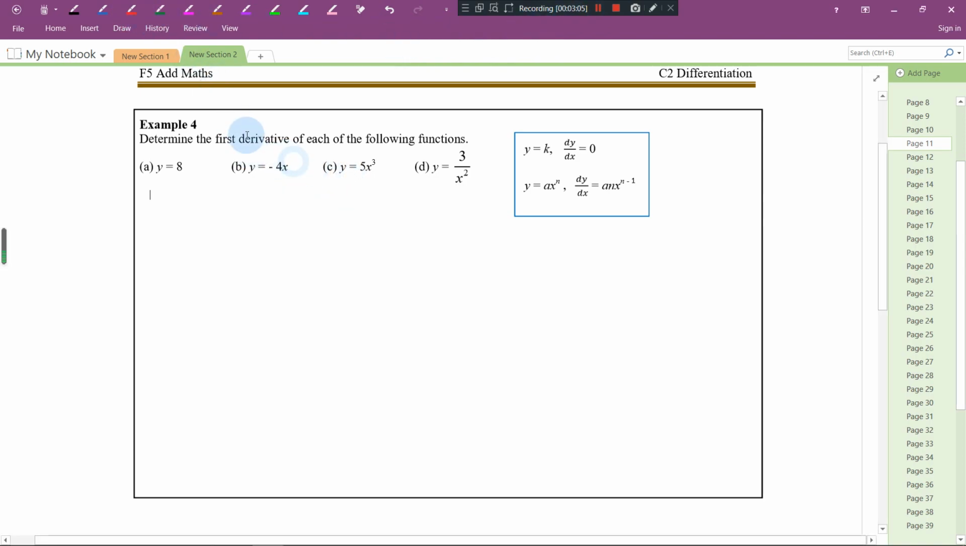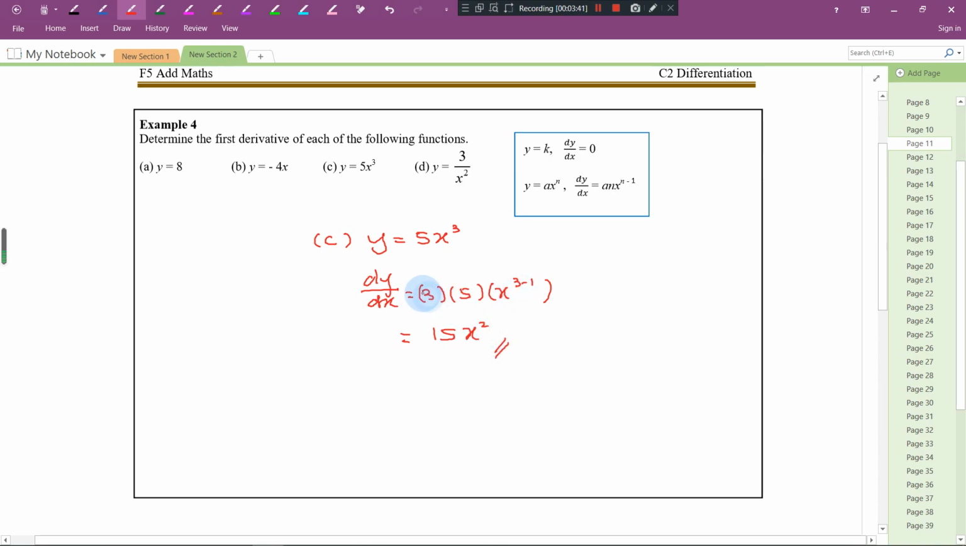Okay, now let's try part C. Y equal to 5x raised to the power of 3. dy dx. 3 you bring down here. Copy the 5, copy the x, and the power every time you need to minus 1, 3 minus 1. Okay, 3 times 5 will give you 15, and this x raised to the power of 2.